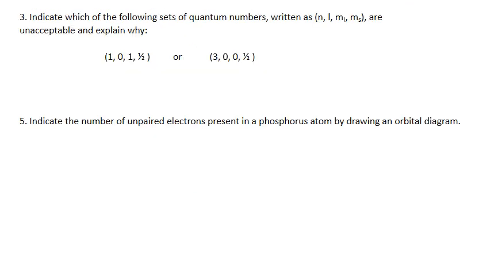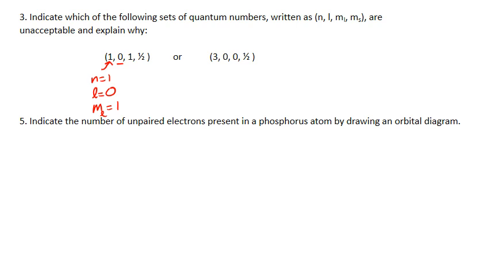All right, number 3 is an easy one. It says indicate which of the following sets of quantum numbers are unacceptable and explain why. So we just have to remember our relationships between n, L, m sub L, and m sub S. If we look at the first case, we can see right here that n is equal to 1. The 0 here tells us that L is equal to 0. The m sub L is equal to 1. And we got to stop right there.